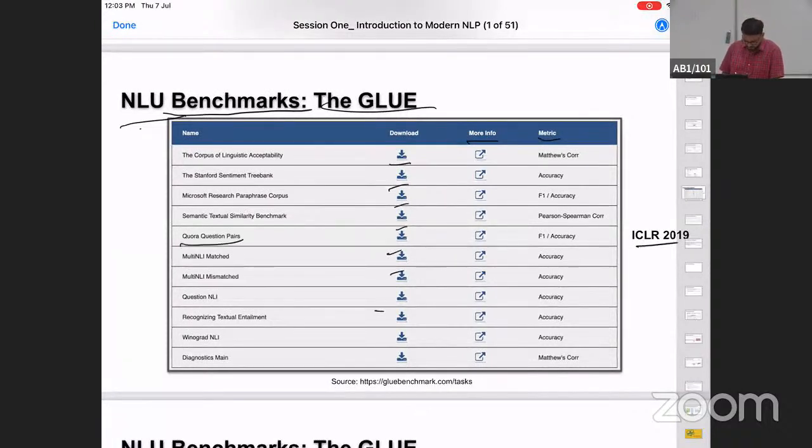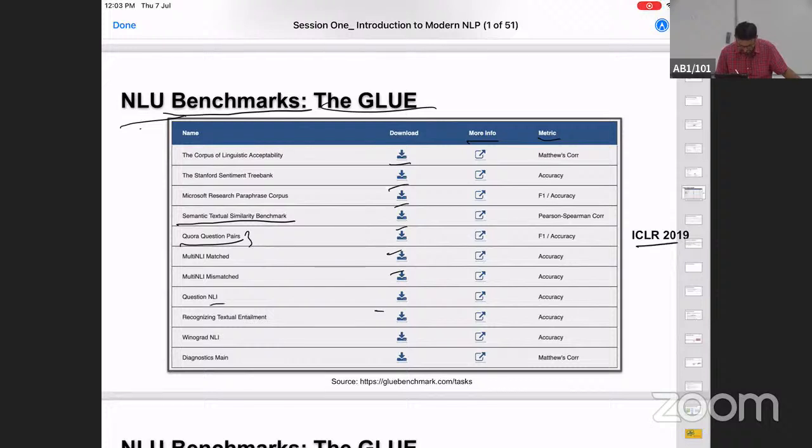Some popular tasks that we have already talked about. One is the Quora question pairs. You have Quora questions, and you just have to assign a label of 0 or 1, whether these two questions are the same or not. We have looked into the semantic textual similarity benchmark also. You have two sentences, and whether these two sentences are the same or not, again there are different levels of similarity.